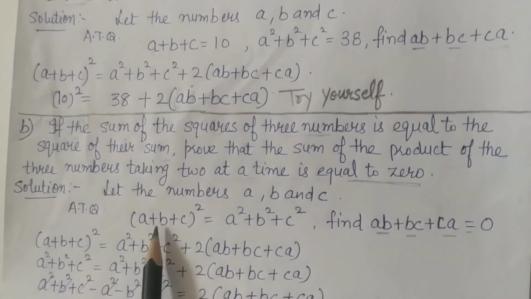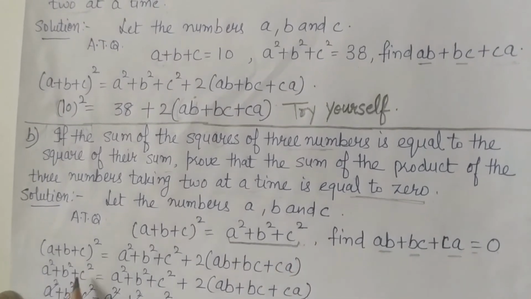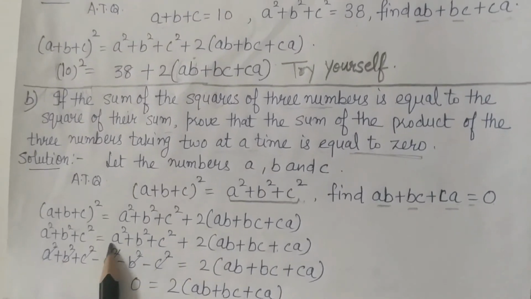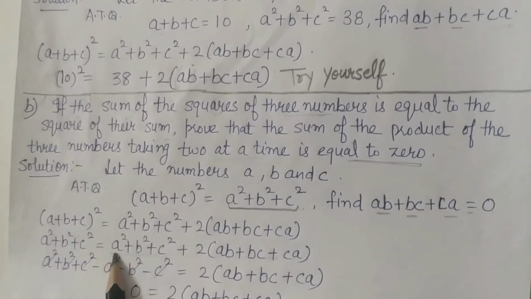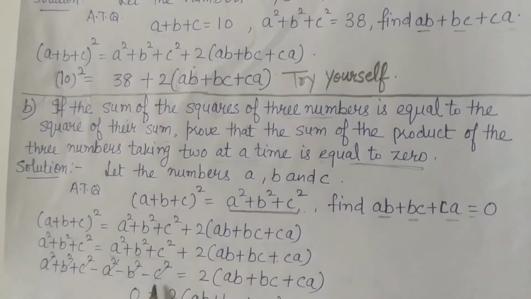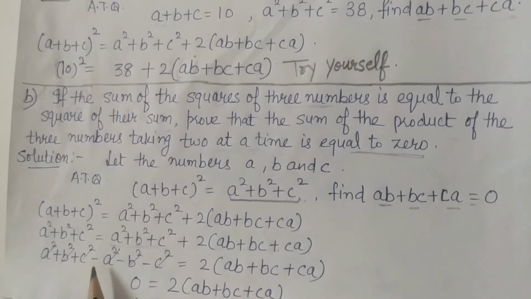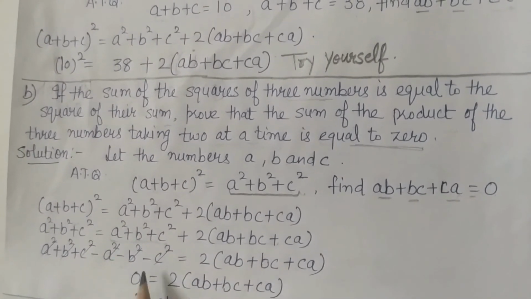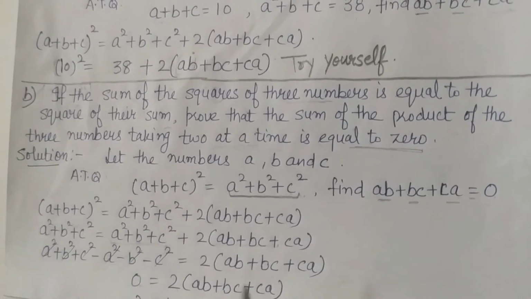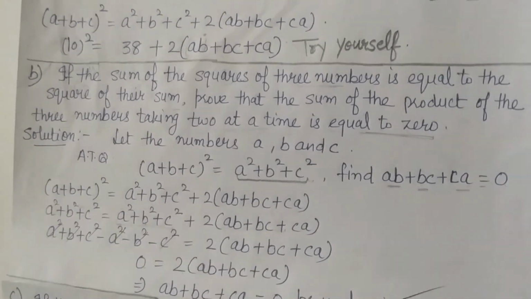Now put the values. The value of A plus B plus C whole square is this one, so put it here. The other will be as it is. Now here it is plus, so it will change into minus here. Plus A square will change into minus A square, then minus B square, minus C square. Now the opposite values are the same but the signs are opposite, so they will cancel. So here it is 0. So 2 is in multiplication, so it will be divided. So this one you have proved: AB plus BC plus CA is equal to 0.